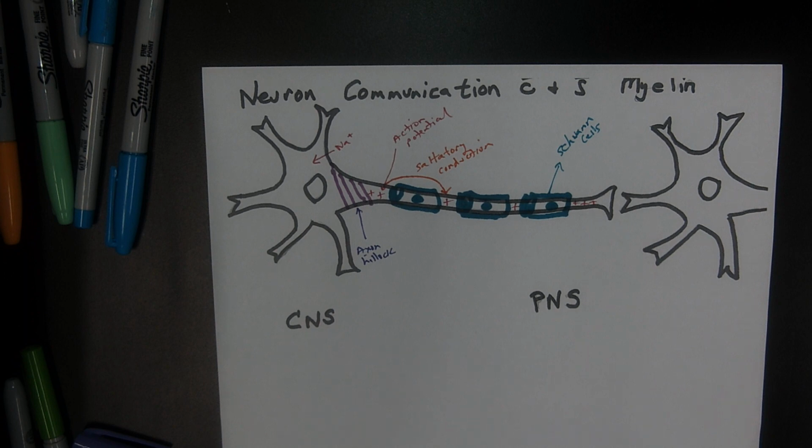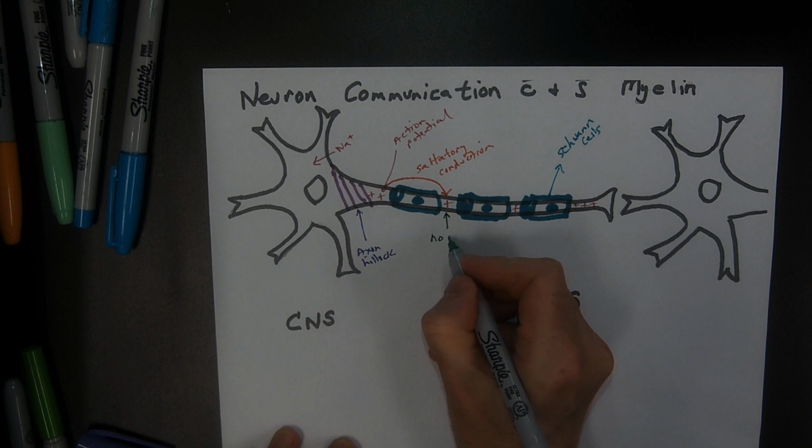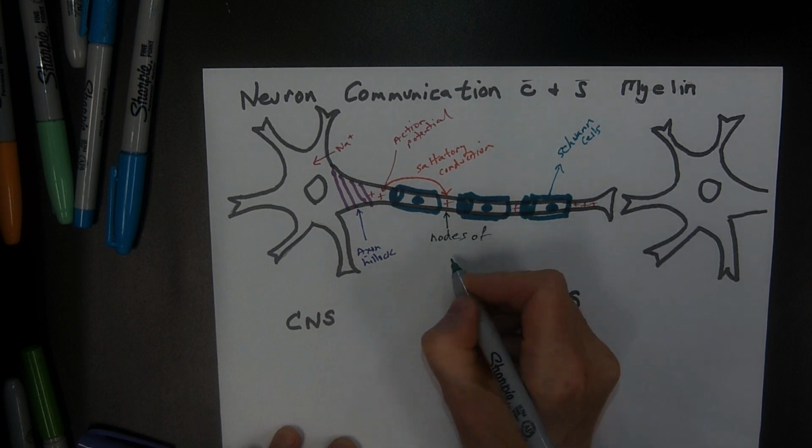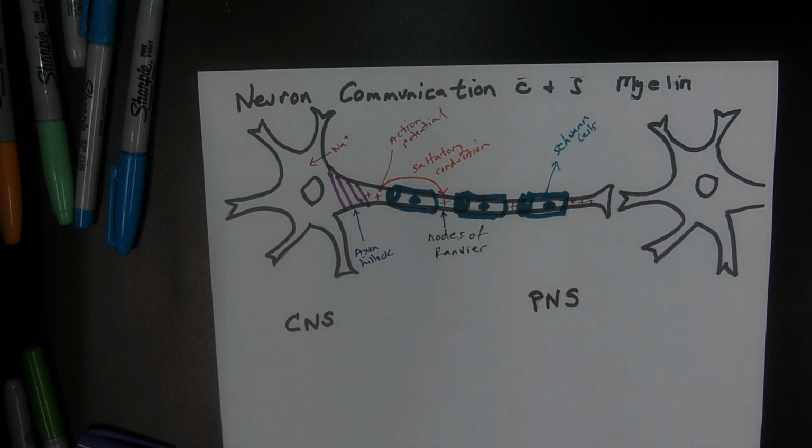And these non-myelinated areas of the axon have a special name. Anybody know what that is? No. Okay. These are called nodes of Ranvier. R-A-N-V-I-E-R. Nodes of Ranvier. So having a myelinated axon helps the action potential propagate faster because due to saltatory conduction, that action potential can jump from one node of Ranvier to the next, go a little bit faster.